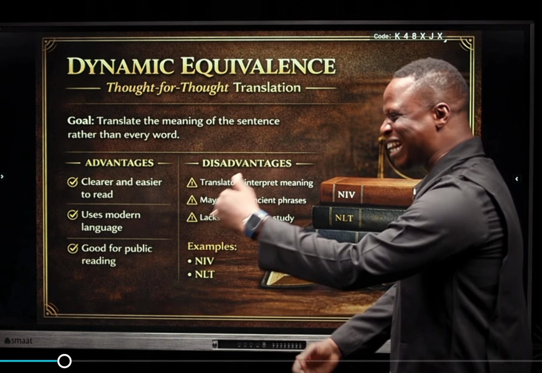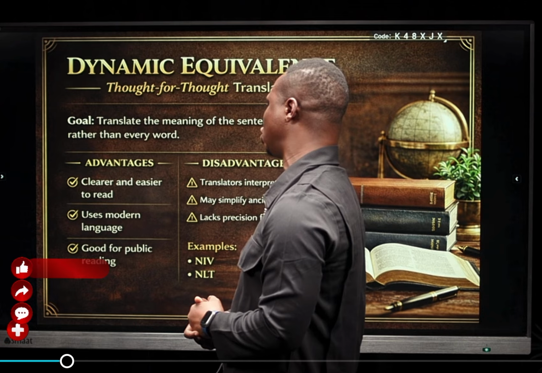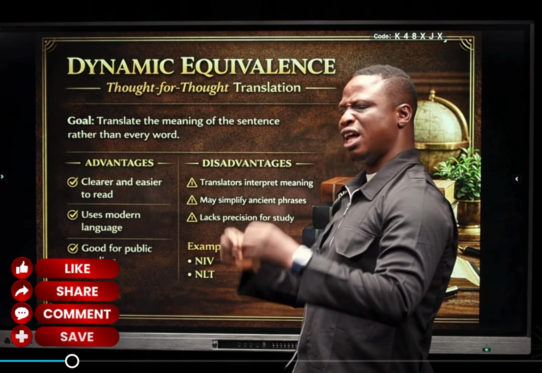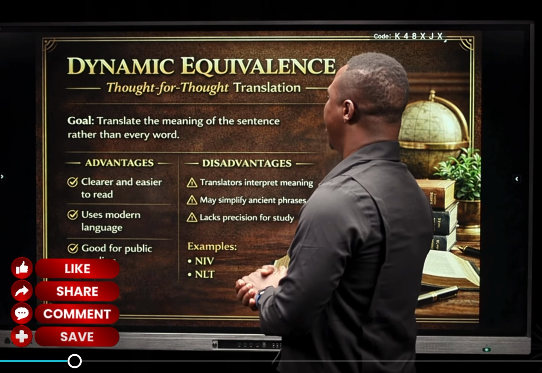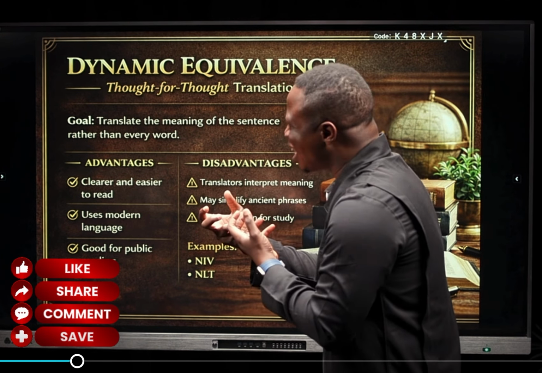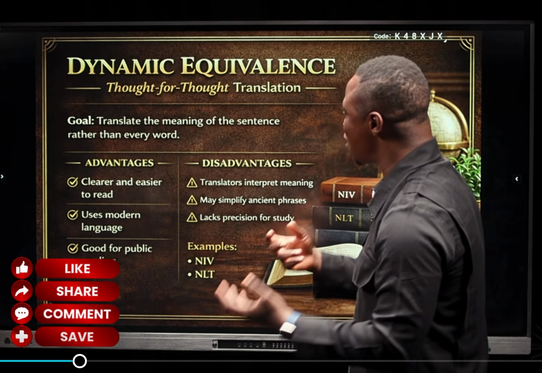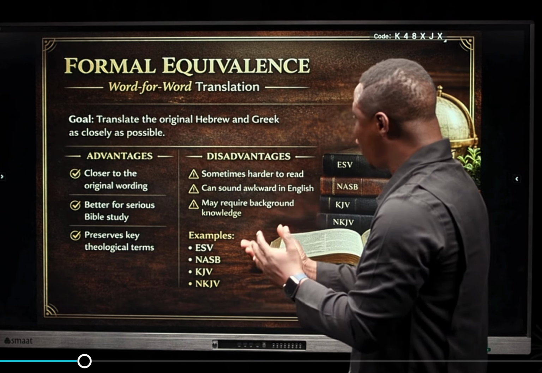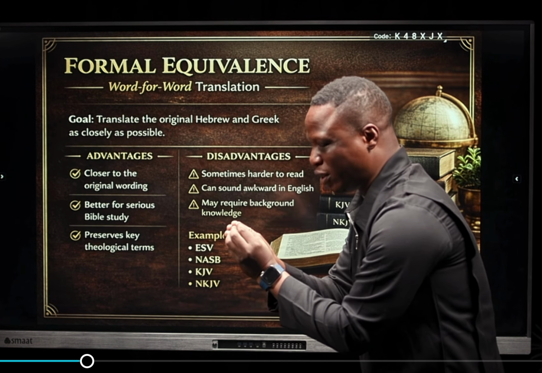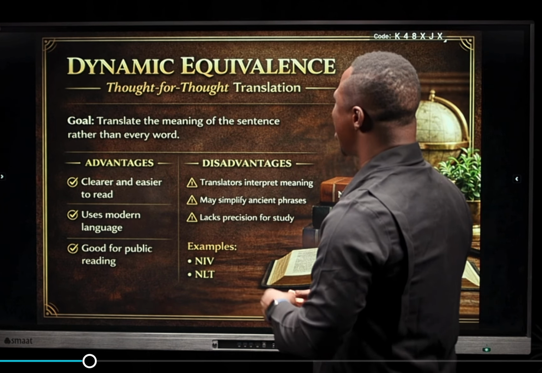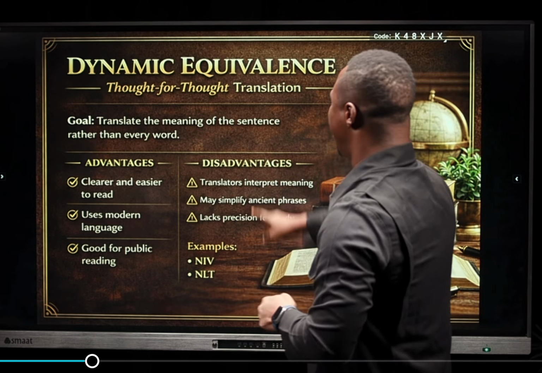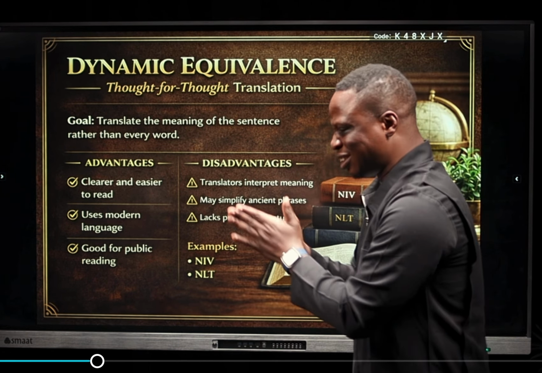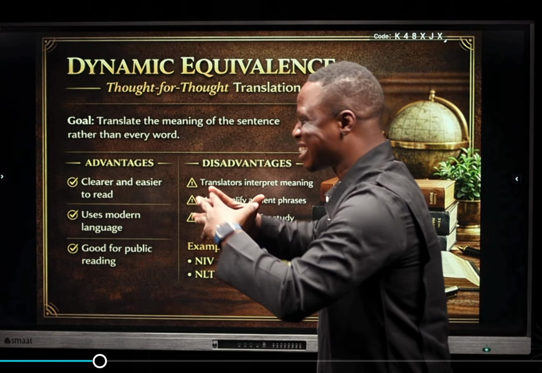We call them the dynamic equivalence translation, or in simple terms, thought-for-thought translations. Now, the goal of this translation is to translate the meaning of the sentence rather than words. I told you here that in this formal equivalence, the goal is to translate the words, the original words. So here, we are not translating words. Here, the goal of the dynamic equivalent translation is that it is translating the sentence.